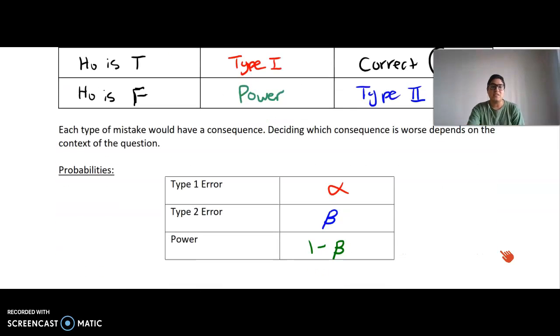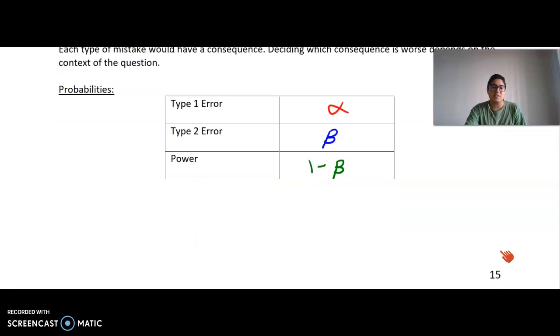Now, each of these errors gets its own fancy little probability symbol. So a type 1 error is denoted by alpha, and you'll notice this is the same as our significance level. A type 2 error is going to be denoted by beta, and power is going to be denoted by 1 minus beta. So there are some relationships that exist between these different probabilities.